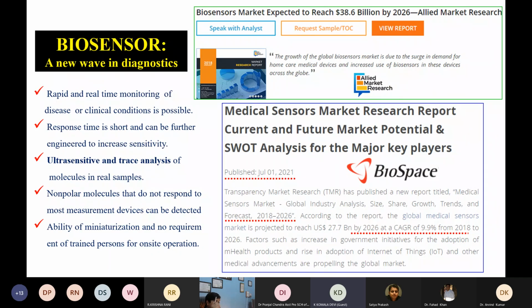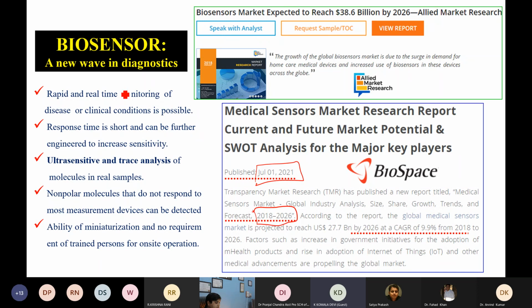As I said earlier, there is a wave basically. You can see this market report from July 1st, 2021. You can see the Transparency Market Research report, what they say basically is that the medical sensor market, or any sensor market, has a very high importance in terms of business.